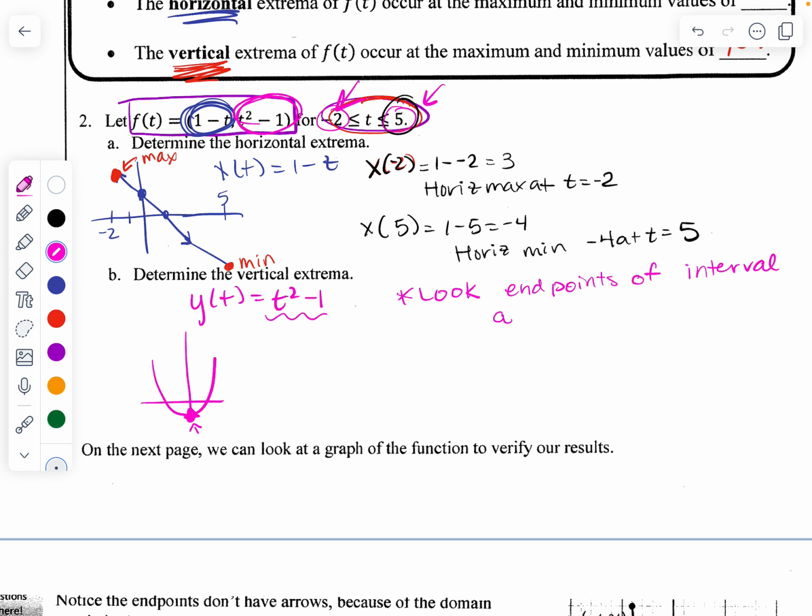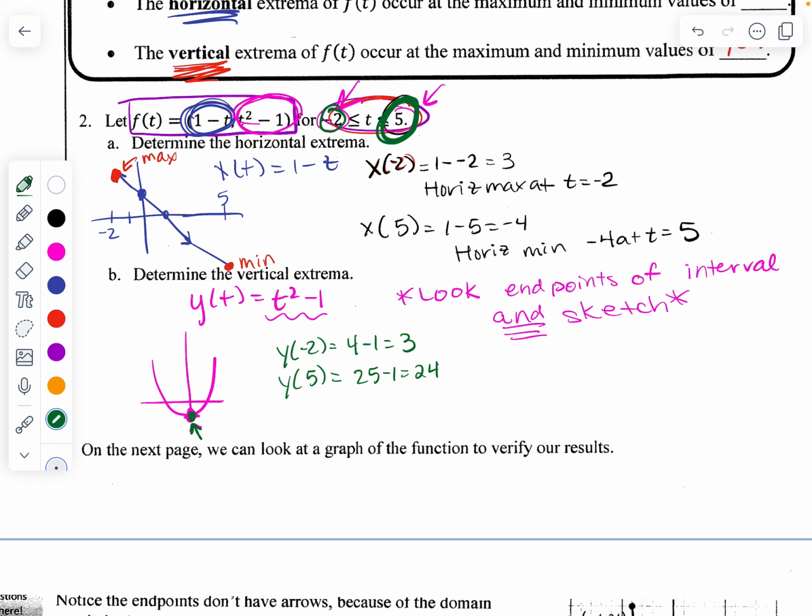You're going to look at the endpoints of the interval and the sketch, because sometimes the type of sketch, like this parabola, has a minimum that's not on an endpoint. So let's look at a couple of values. If I look at my endpoint of t equals negative 2, I can evaluate y at negative 2. Negative 2 squared is 4, minus 1 is 3. I also know the other endpoint of t is 5. So if I evaluate y of 5, we get 5 squared is 25, minus 1 is 24.